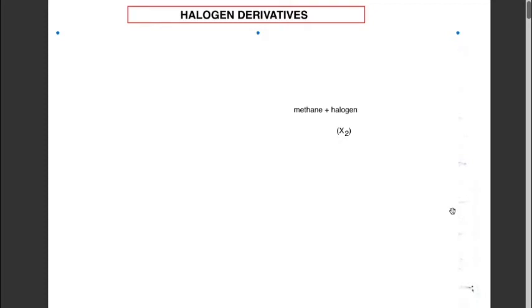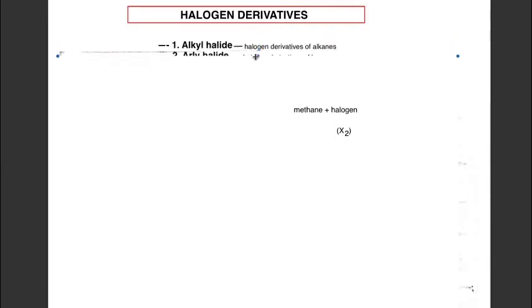Hello students, today I am going to start our organic chemistry chapter, halogen derivatives. In this chapter we will study those compounds which are derived by the substitution of one or more atoms of a molecule by halogens. So in this series we will study about alkyl halides and aryl halides only.